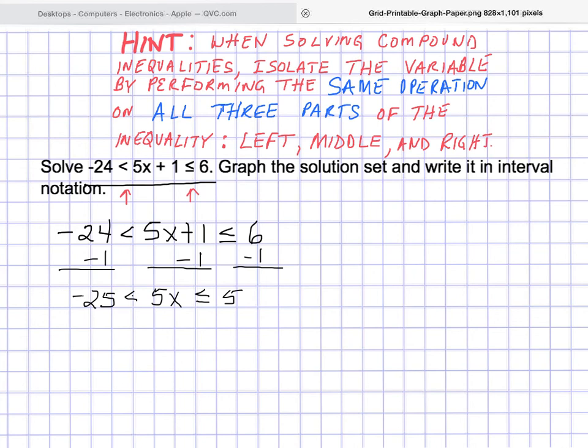So the x is almost by itself. Now what do we have to do to get the x by itself? Divide by 5, all 3 places.